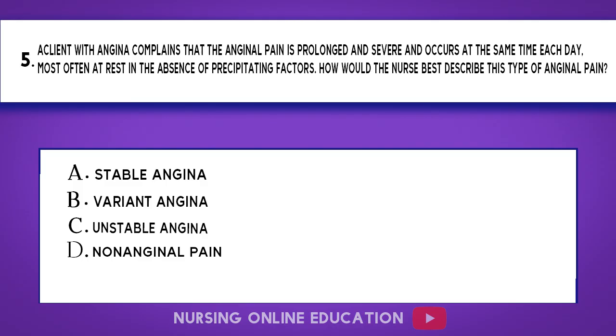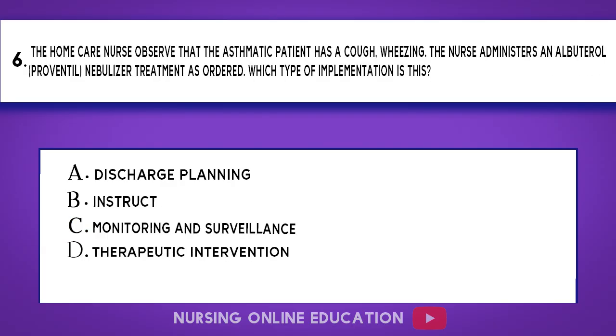5. A client with angina complains that the anginal pain is prolonged and severe and occurs at the same time each day, most often at rest in the absence of precipitating factors. How would the nurse best describe this type of anginal pain? A. Stable angina. B. Variant angina. C. Unstable angina. D. Non-anginal pain. The answer is option B. Variant angina.